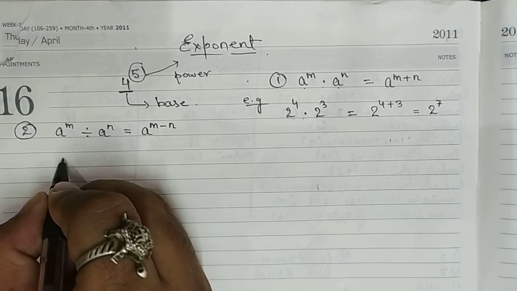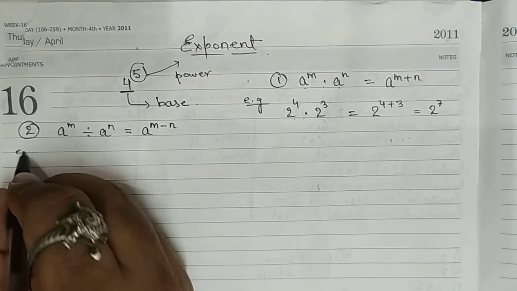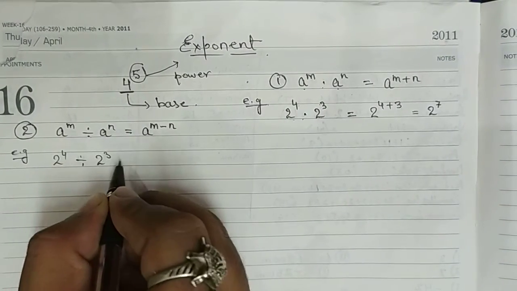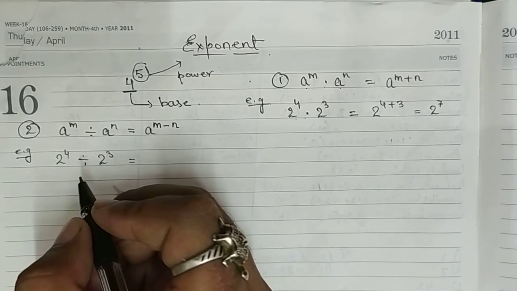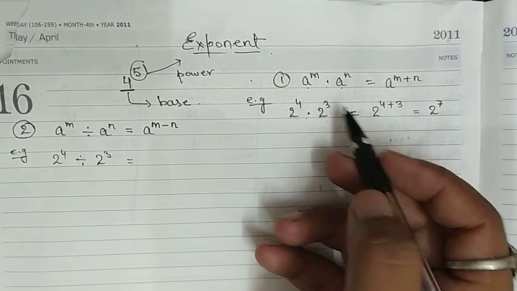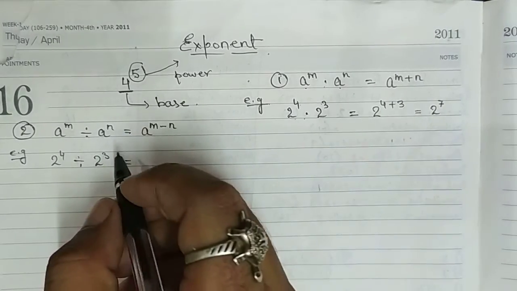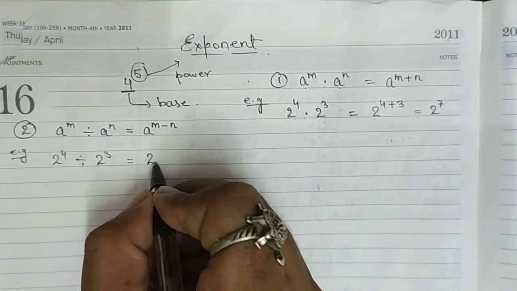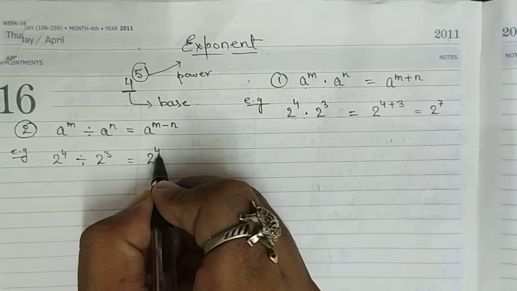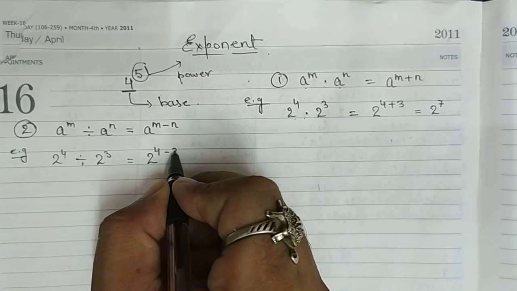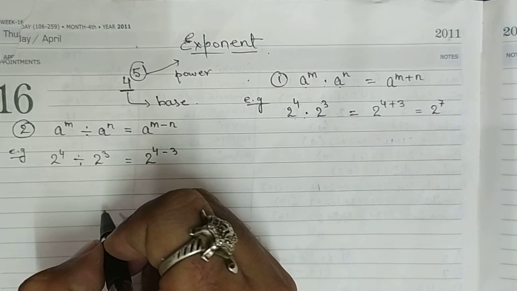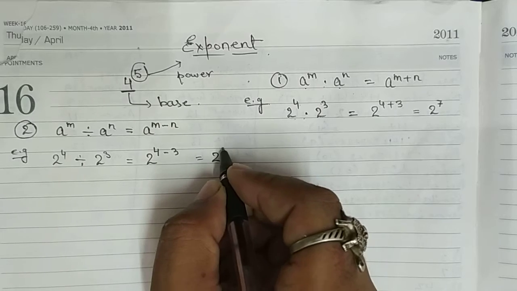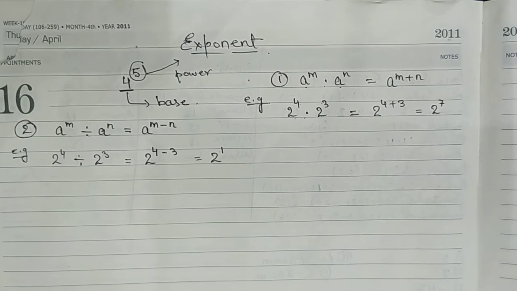What we can do, bases are same. Just take an example of the same, 2 to the power 4 divided by 2 to the power 3. Now we have to solve. In case of multiply, we are adding the powers, but in case of divide, we have to subtract the powers. 2 to the power 4 minus 3. This will be 2 to the power 1.